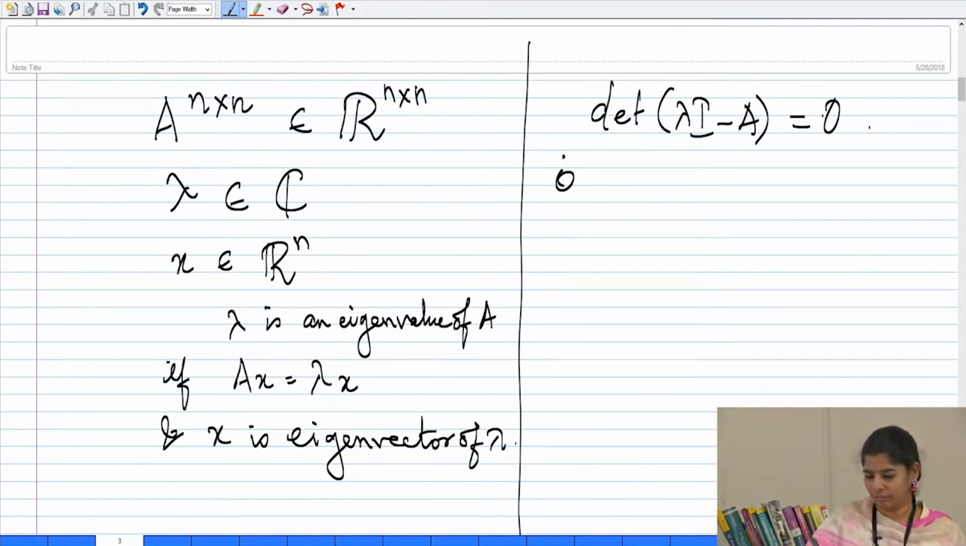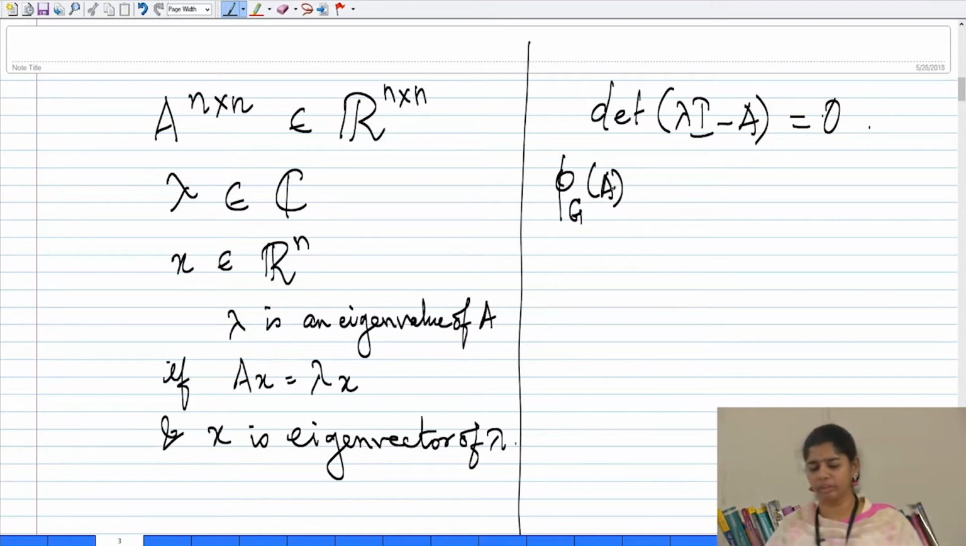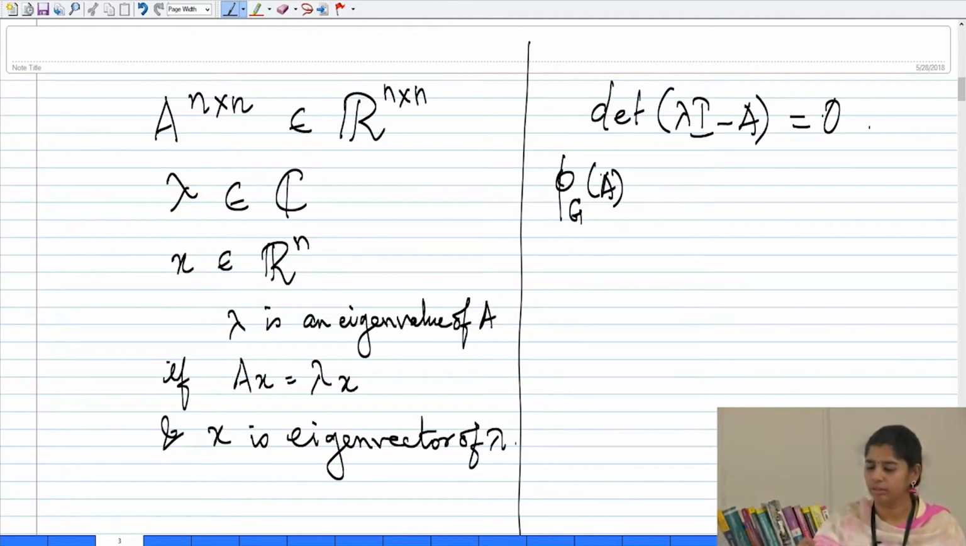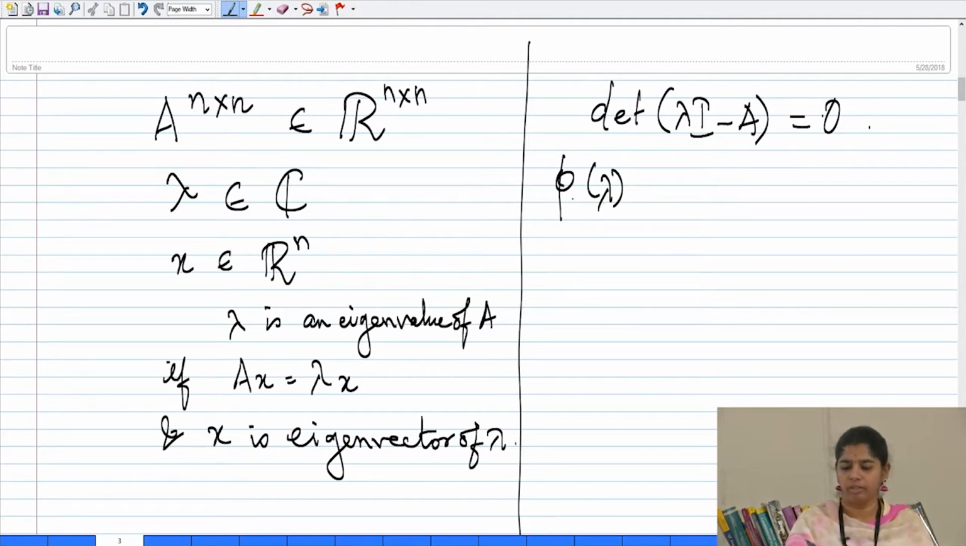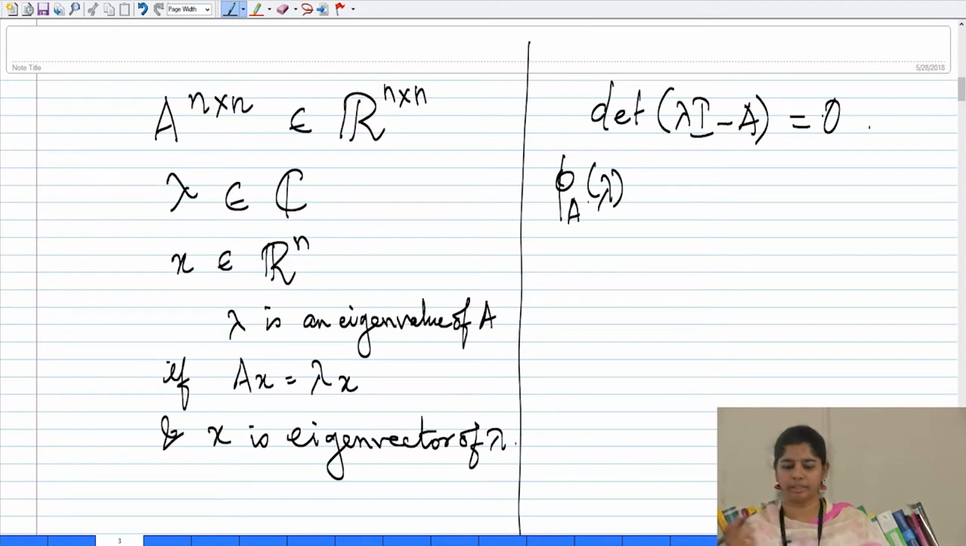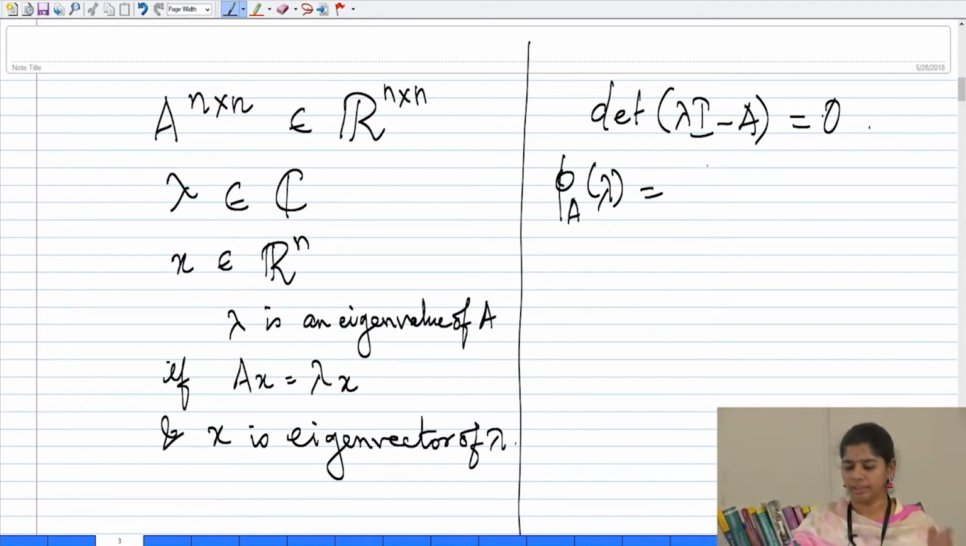So sometimes we write this notation for a characteristic polynomial, phi g for the graph, okay, and this is lambda. Phi g of lambda or phi A of lambda, depending on the matrix which we are taking, we will also write it as the graph or the matrix that we are talking about. Say suppose I just give you a representation and we will talk about it in terms of this.